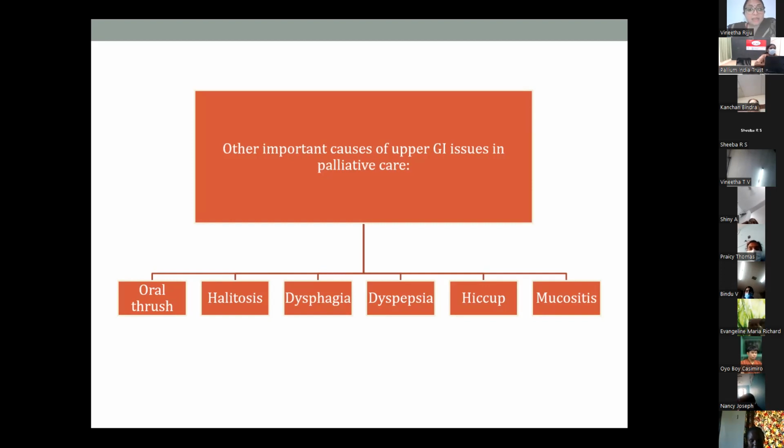Yes, and Ms. Kanti was also talking about the coated tongue. That's exactly what we were saying about the oral thrush. And dysphagia, you ask the patient, is it very difficult to swallow? You ask for dyspepsia, and you ask for hiccups. You look for mucositis. And a difference in the taste perception can also be a cause for nausea and vomiting. Okay.